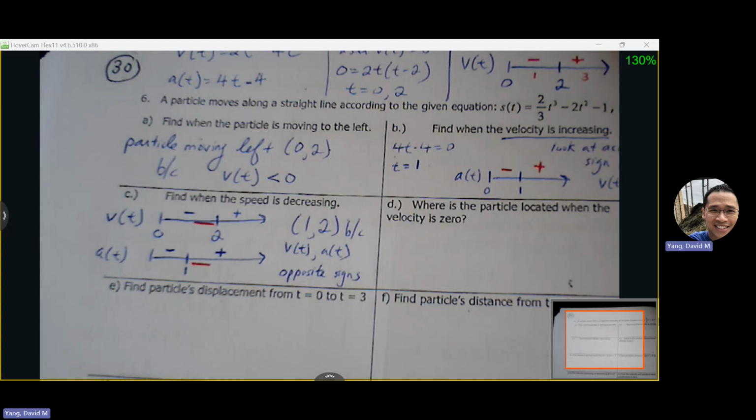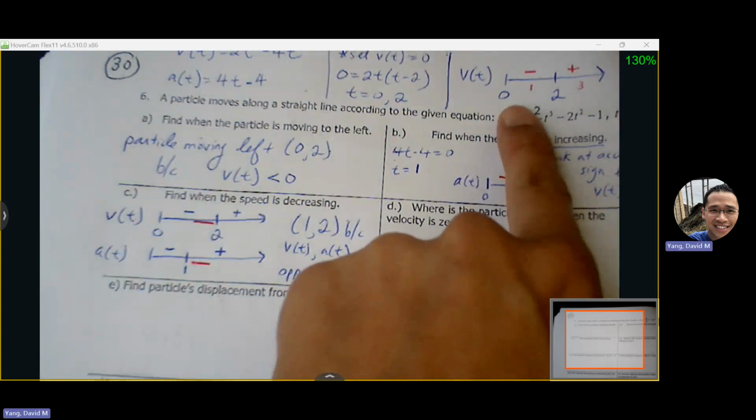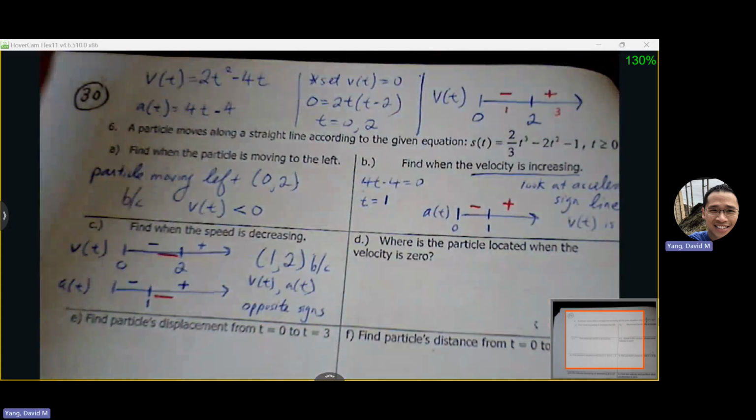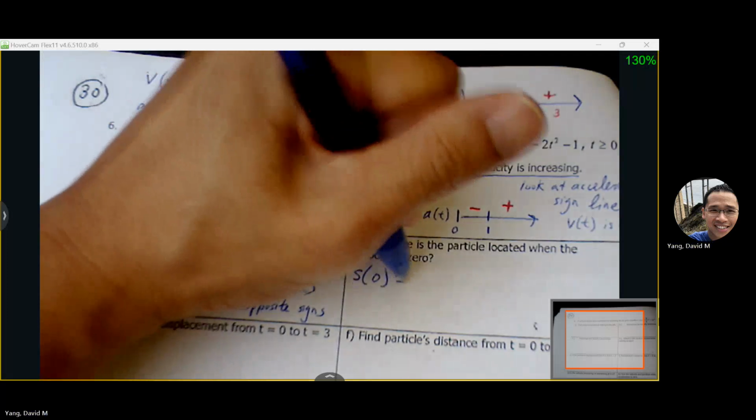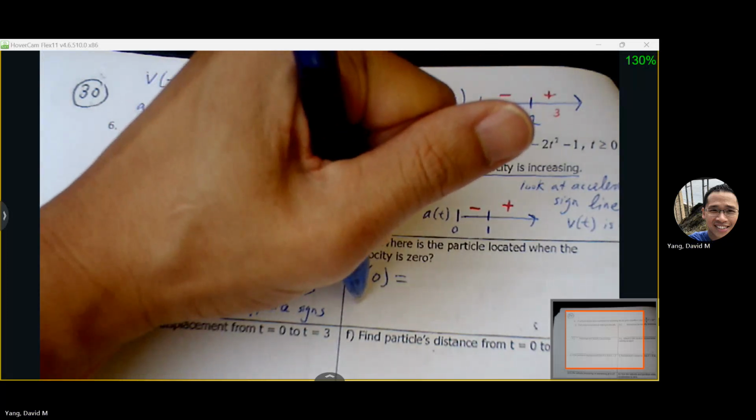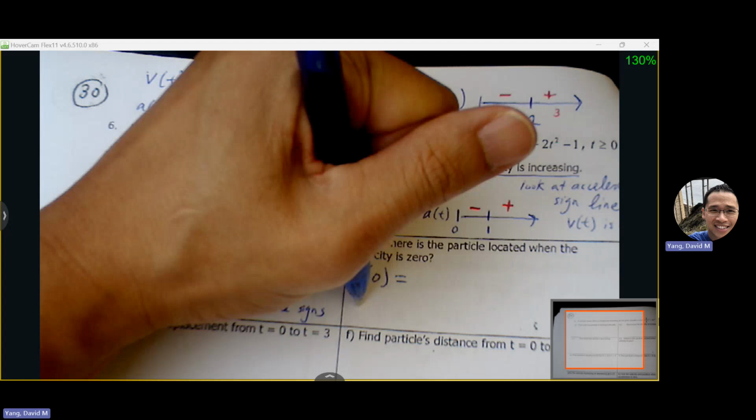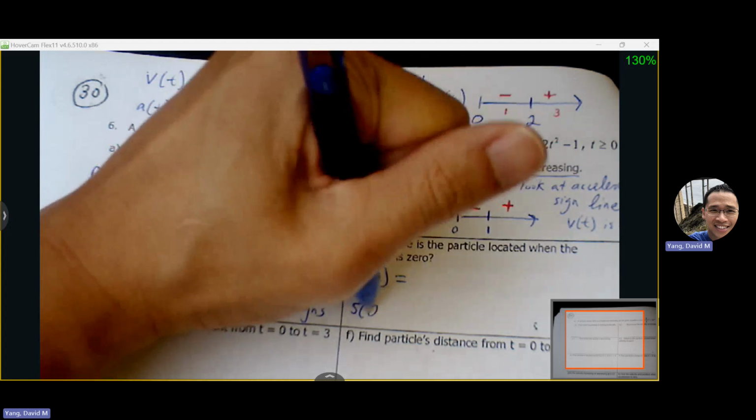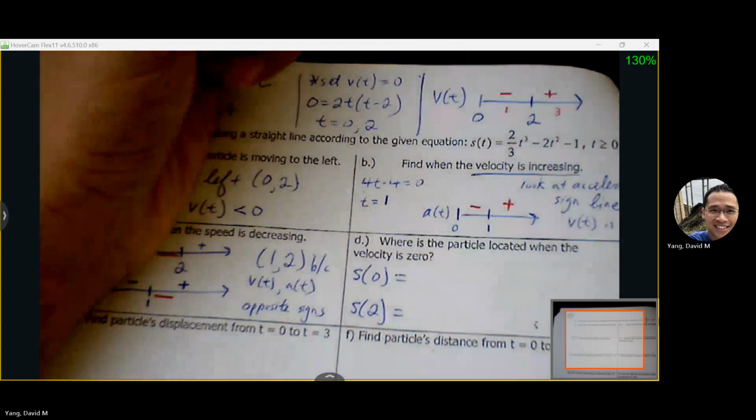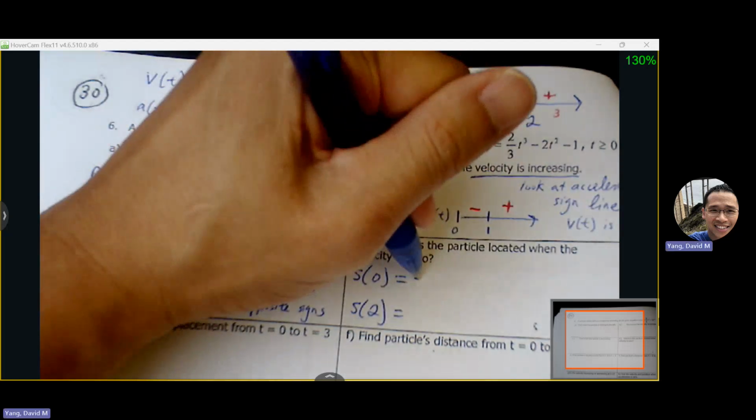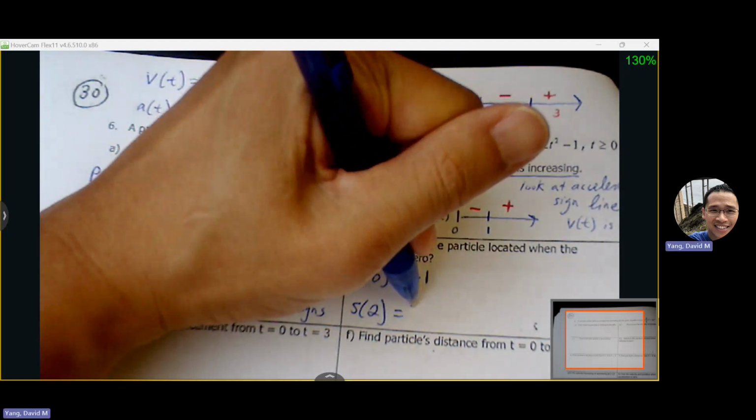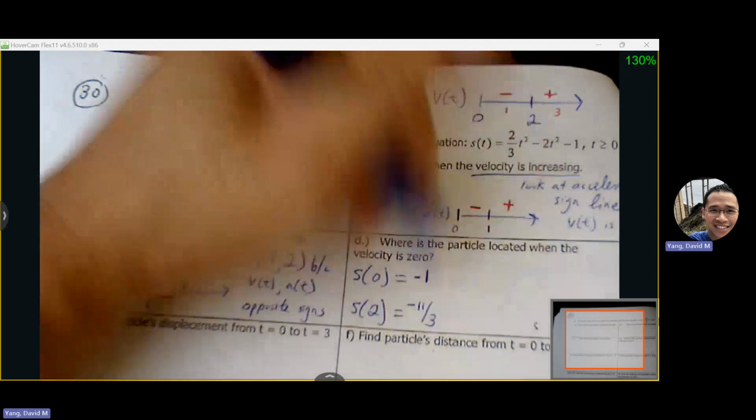Where's the particle located when the velocity is 0? So we know velocity is 0 at 0 and 2, so we can just plug that into the position function. A little bit tedious to plug in, so you can use your calculator. But I'll just give us the answer here: -1 and -11/3.